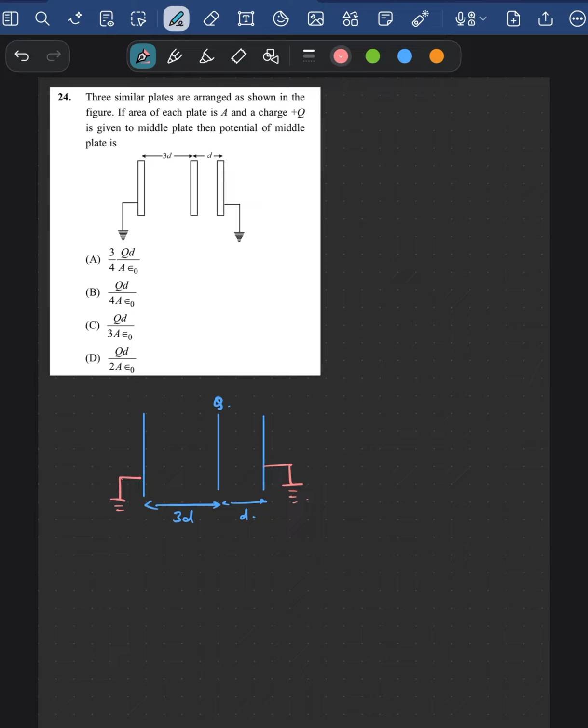Okay, so from this, let's try to gain some ideas first. Because we are grounding them, it's not necessary that the charge on these has to be equal to 0. So I can have a charge X on this. I can also have a charge Y on this, right?